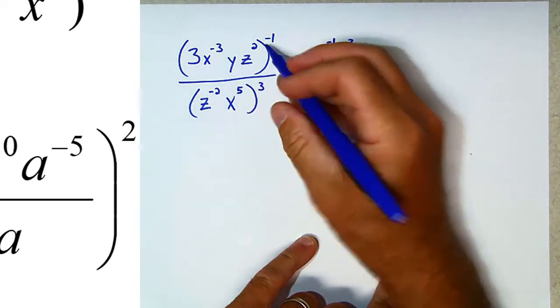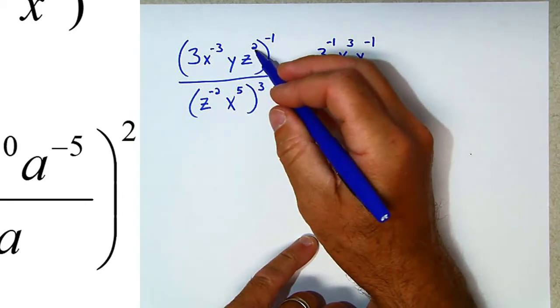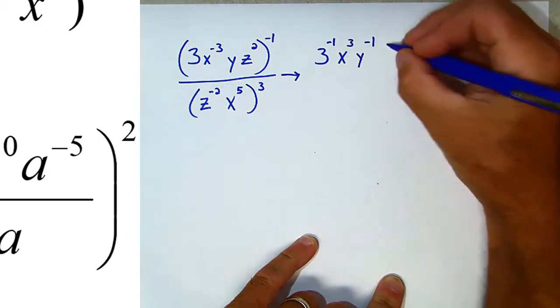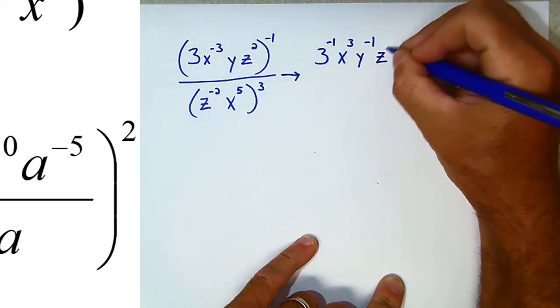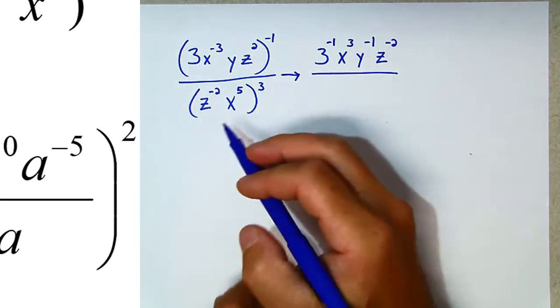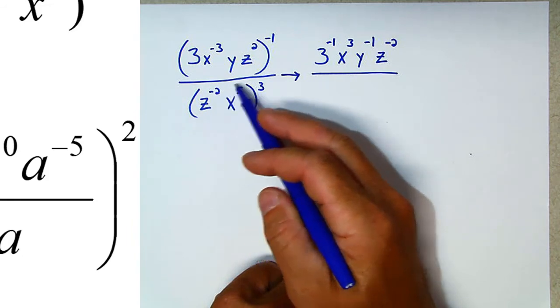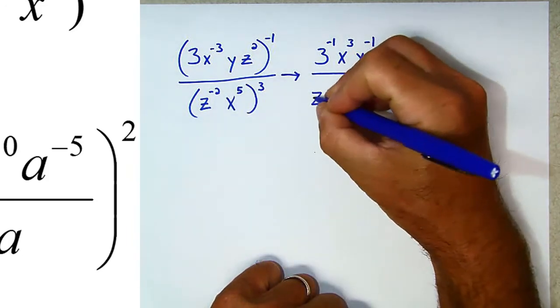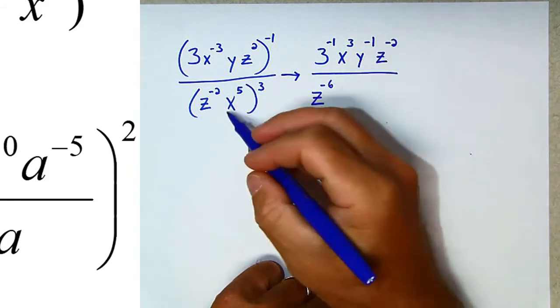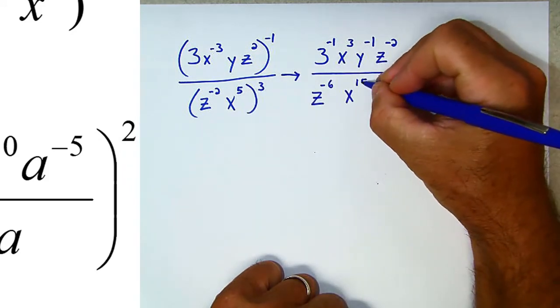The y will get an exponent of -1. And the z will have 2 times -1 for an exponent, which is going to be the -2nd power. Let's do the same thing in our denominator. Power to a power gets multiplied, so z to the -2nd to the 3rd gives us z to the -6th. X to the 5th to the 3rd, that's x to the 5 times 3, or 15.